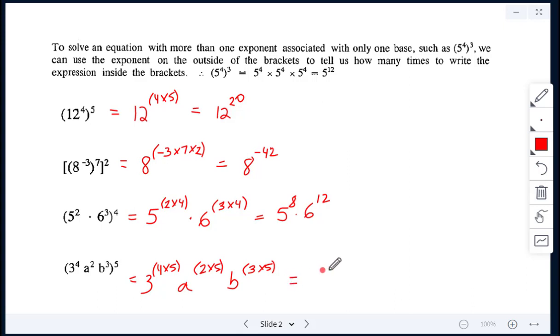All right, so continue to simplify. So that gives me 3 to the power of 20, a to the power of 10, and b to the power of 15.